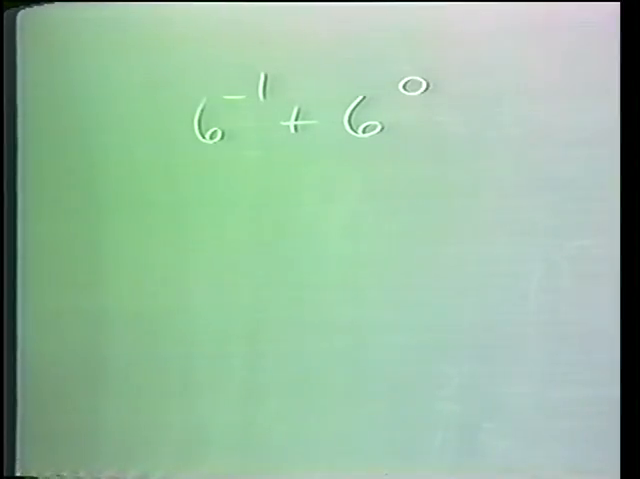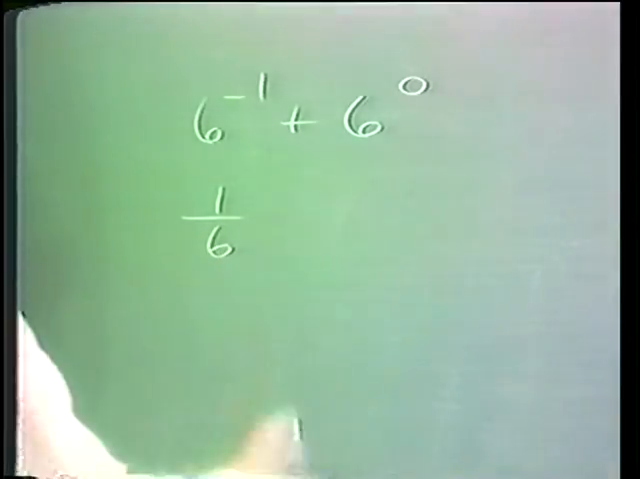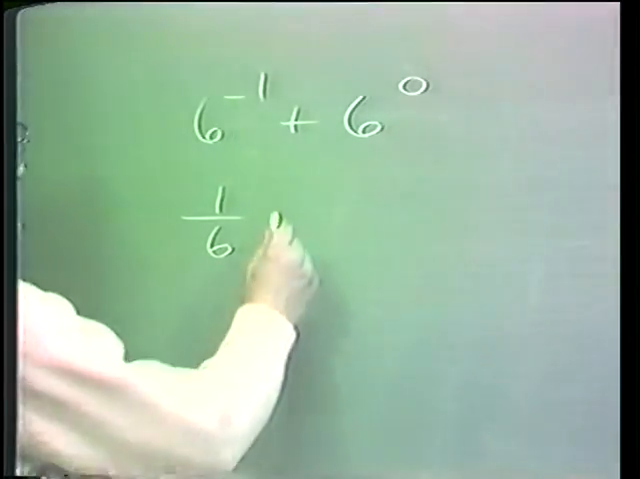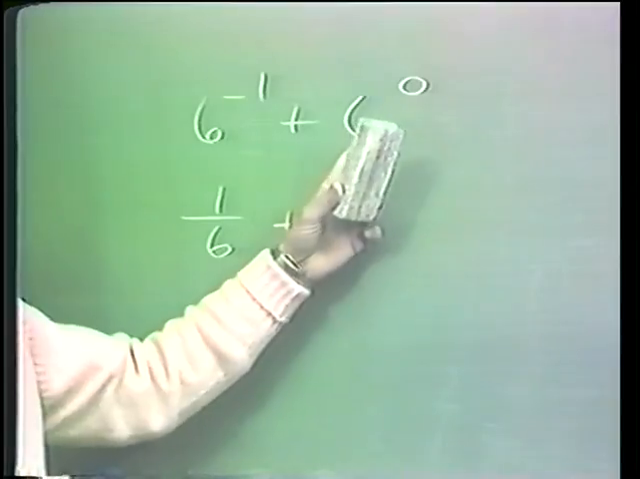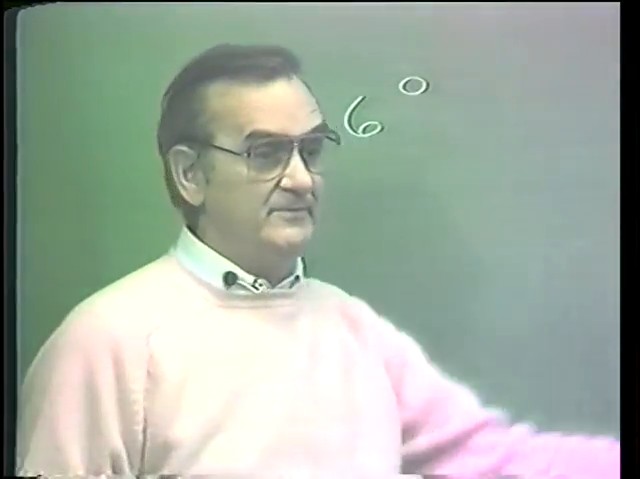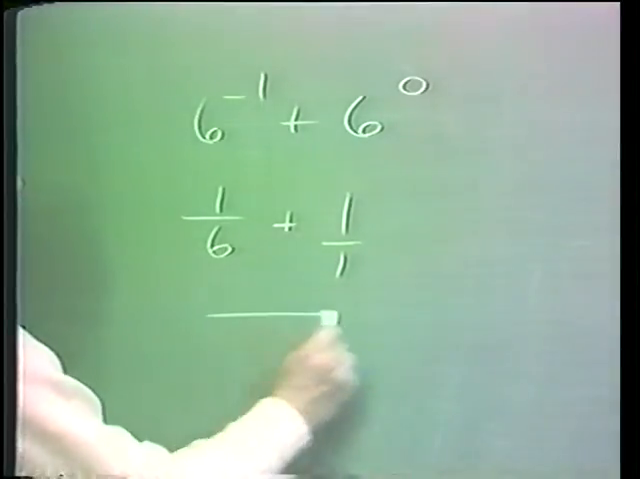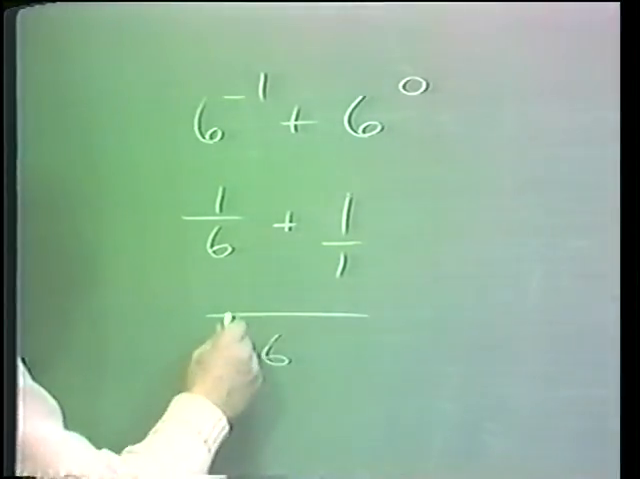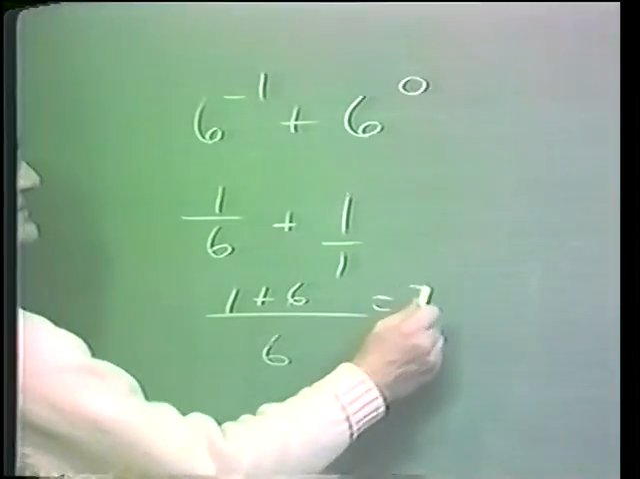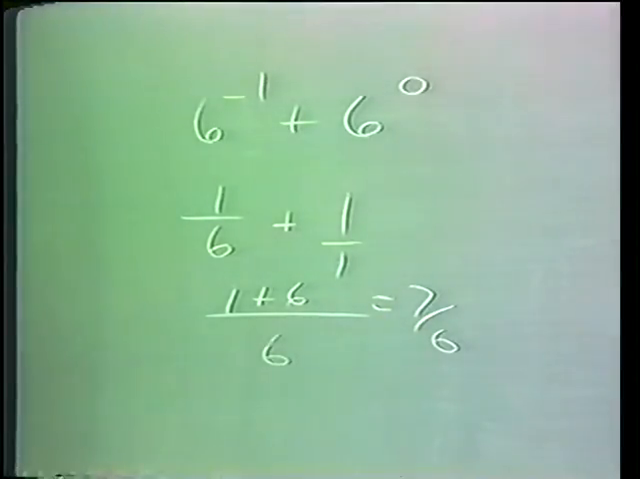Here we go. We want to simplify this. So first of all, we have 6 to the negative 1. That becomes 1/6. Plus 6 to the 0. Well, we know that anything to the 0 power is 1. So what we have is 1/6 plus 1. The LCD is 6. 1 plus 6, which is equal to 7/6. And there's the answer. Okay?